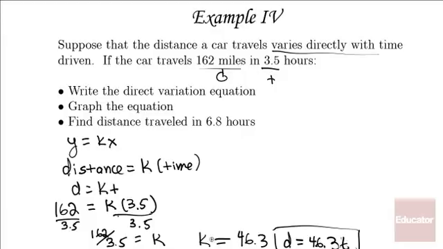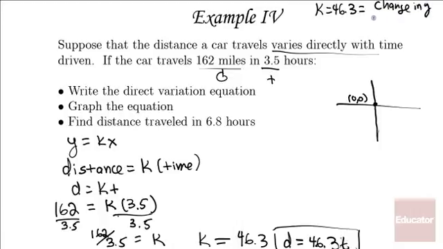The second task is to graph the equation. Now, one thing to recall is that with the graph of a direct variation, the line will pass through the origin. And in this case, the line actually starts at the origin, the point 0, 0, because we're dealing with time, we're dealing with distance, and we're not going to go into negative time or negative distance. So we have this first point on the graph. We also know that k equals 46.3, which is the slope of this line, or the change in y over the change in x.